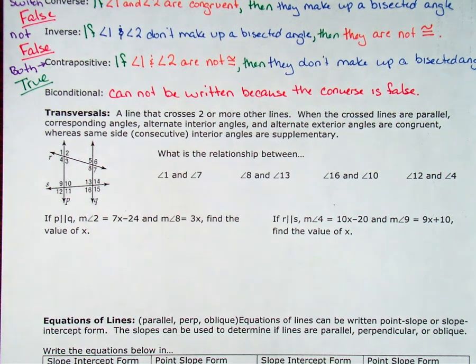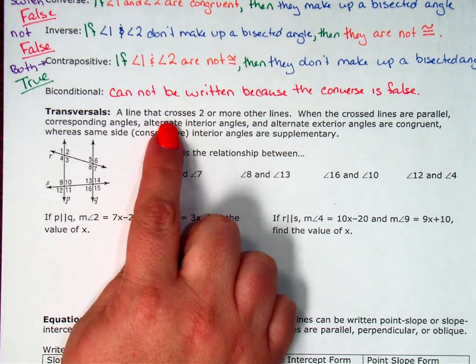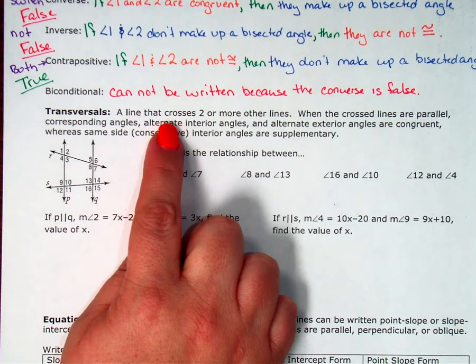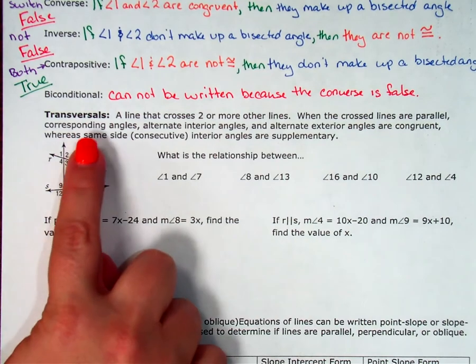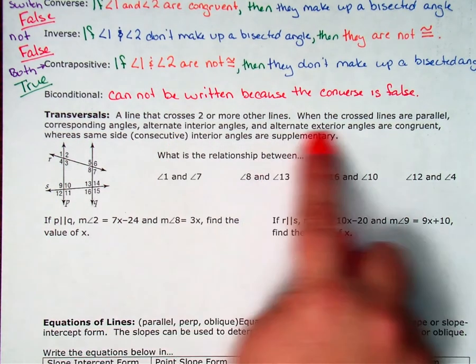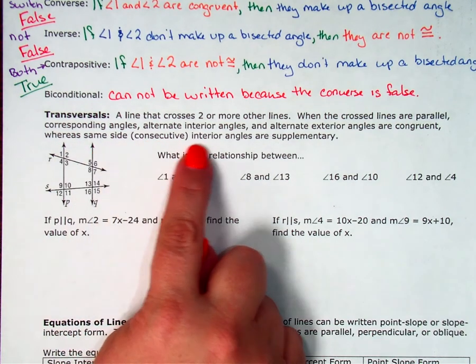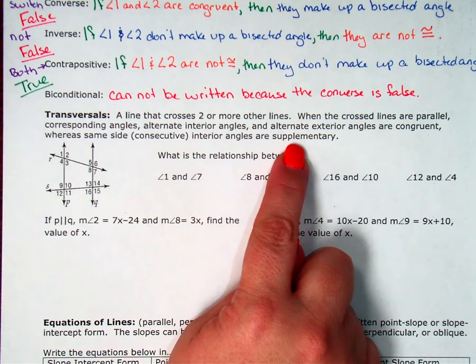All right, in this section, we're going to look at transversals. A line that crosses two or more other lines is a transversal. When it crosses parallel lines, the corresponding angles, alternate interior angles, and alternate exterior angles are congruent, whereas your same side, sometimes called consecutive, interior angles are supplementary.